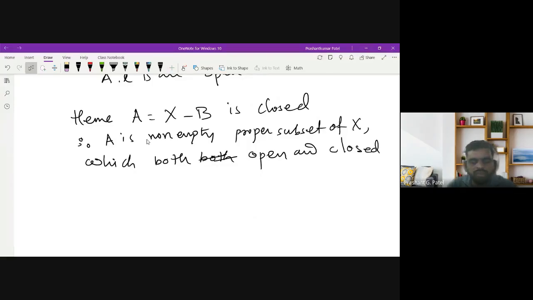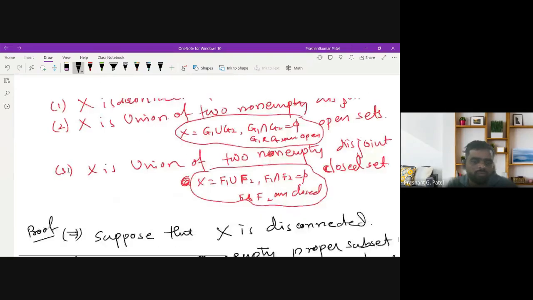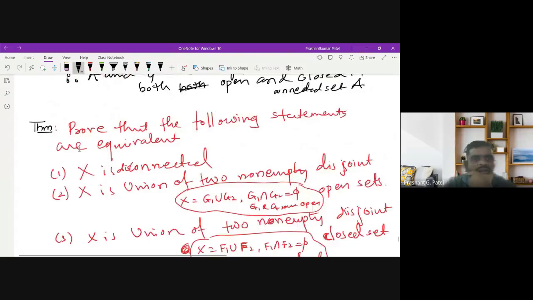And therefore, by the previous result, X is disconnected. Now the converse part for the other implication, that 1 implies 3, you can prove by yourself. And this theorem can also be written equivalently.